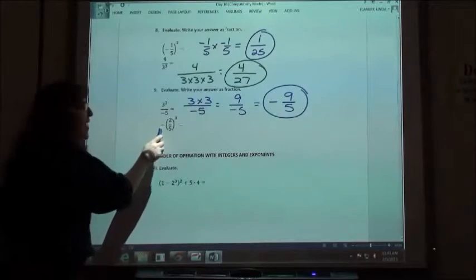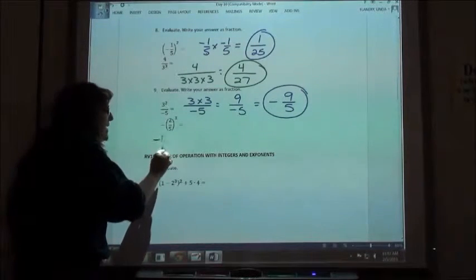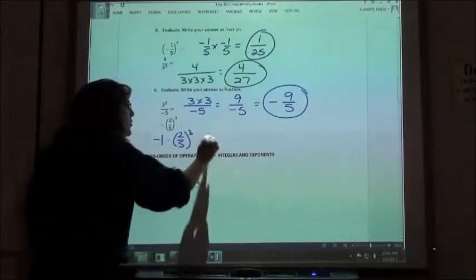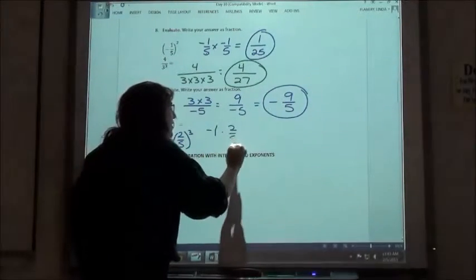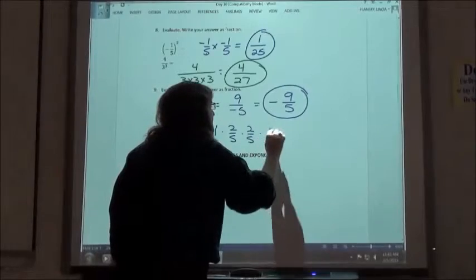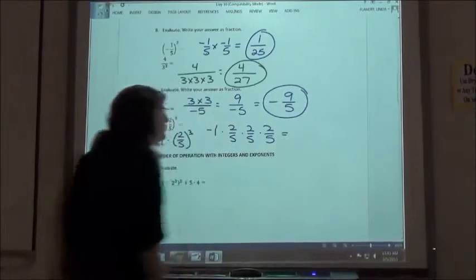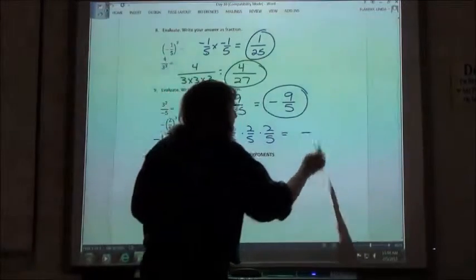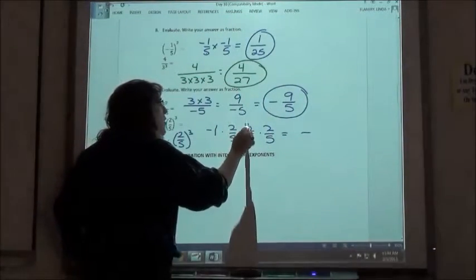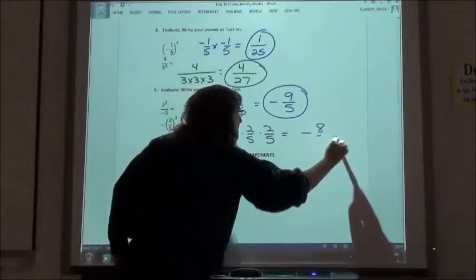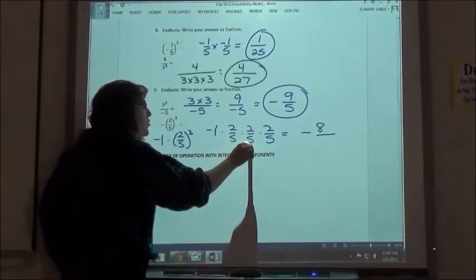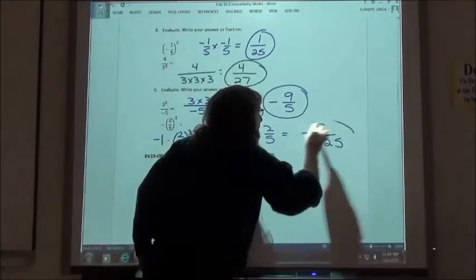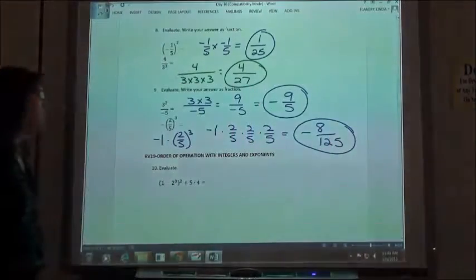This one again, the negative's on the outside. It means -1 times 2/5 cubed. So -1 times 2/5 times 2/5 times 2/5. I've only got one negative, which means my answer is negative. 2 times 2 is 4. 4 times 2 is 8. 5 times 5 is 25. 25 times 5 is 125. So I get -8 over 125.